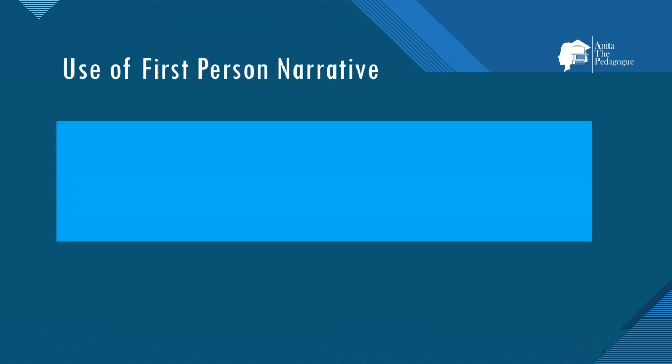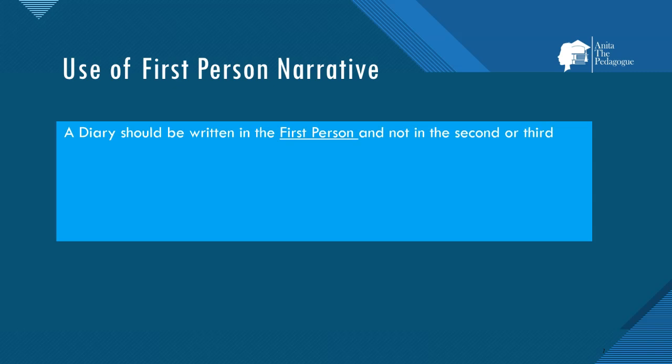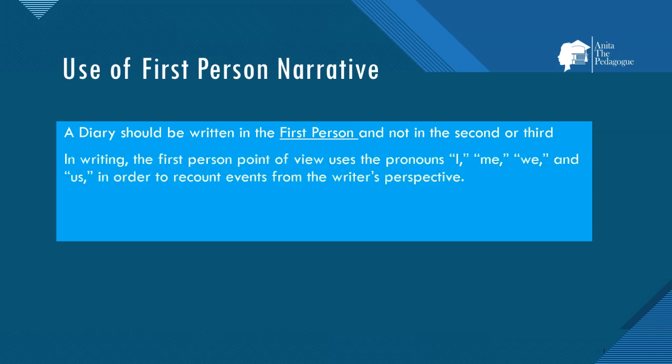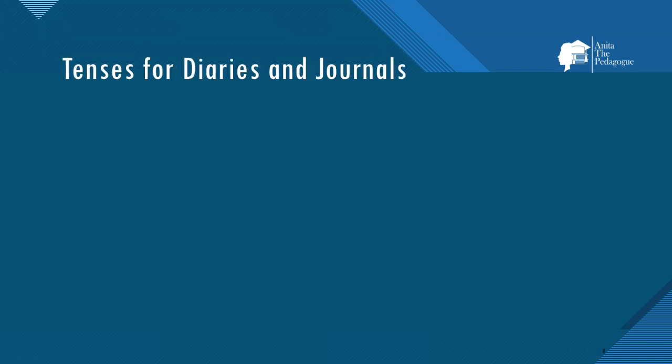Let's look at the use of the first person narrative. So, a diary should always be written in the first person, not the second or third person narrative. Also, when you are writing in the first person, the pronouns that you usually use are I, me, we, us, because you're the writer, you are writing about something that involves you. So it is very important to make sure that you use these pronouns.